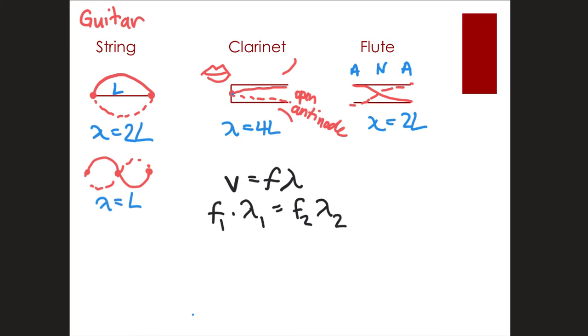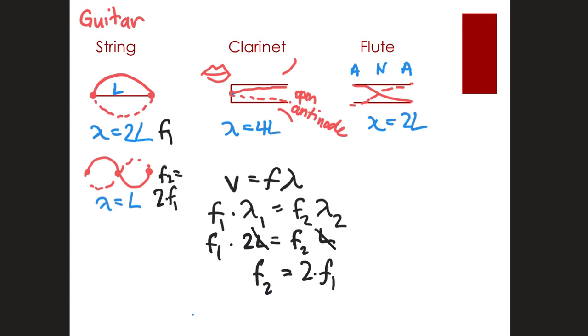Let me substitute in our values for the wavelengths. Frequency 1 is going to be times 2L. Frequency 2 is going to be just L. And let's do some rearranging here. Let's cancel out these L's. And we have that the second frequency is actually 2 times the first one.